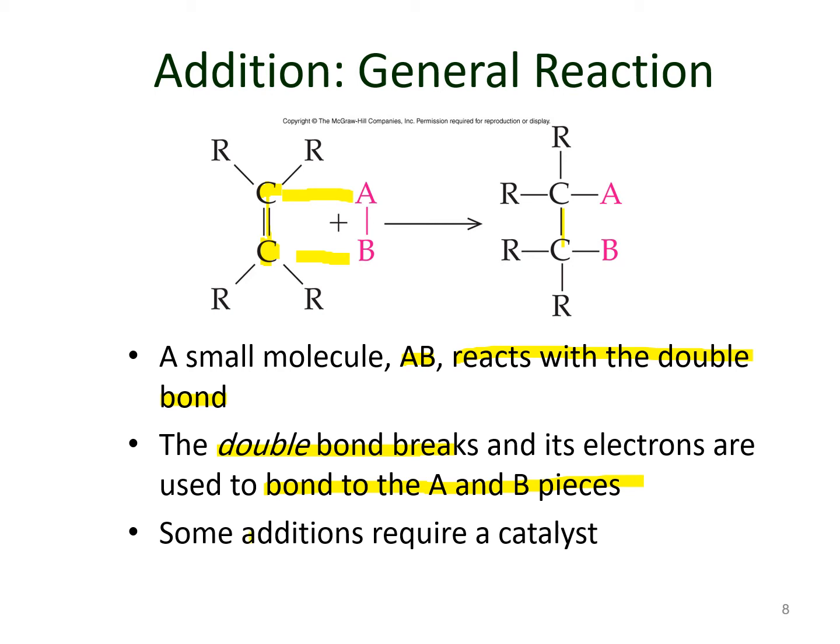Sometimes these additions require a catalyst. A catalyst is a molecule that speeds up the chemical reaction, so makes the reaction faster. Some of these reactions are very slow to happen, so in order to speed them up, we have to add a catalyst to the reaction.